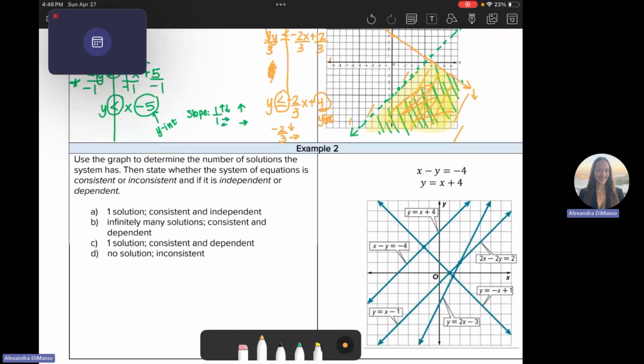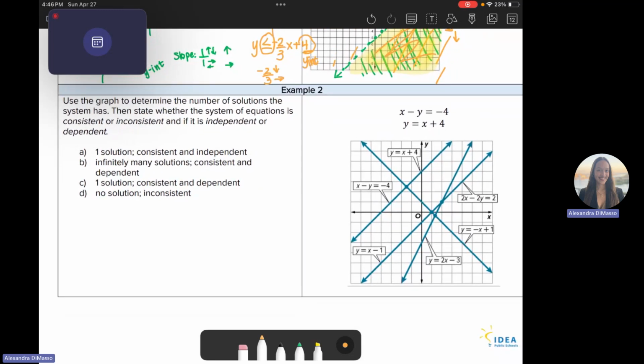Okay, just one more. Example number 2. Use the graph to determine the number of solutions the system has. Then state whether the system of equations is consistent or inconsistent, and if it's independent or dependent. So I've got two different equations here. One of them you'll see already is written for me in slope-intercept form. Y equals x plus 4. Love that because I don't have to do anything with it. So there's one of my equations.